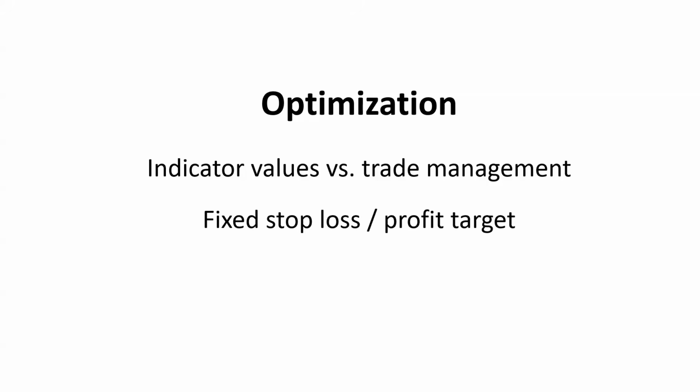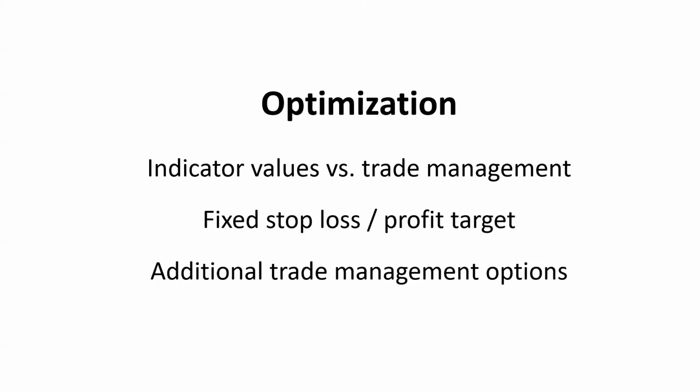So you can check out a 1-to-2 or 1-to-3 risk reward ratio using a fixed profit target and stop loss to start with. And with the NinjaScript template here, you also have additional trade management options. So you can check how performance is affected by using a break-even stop loss trigger after X amount of profit, or to experiment with trailing stop loss.